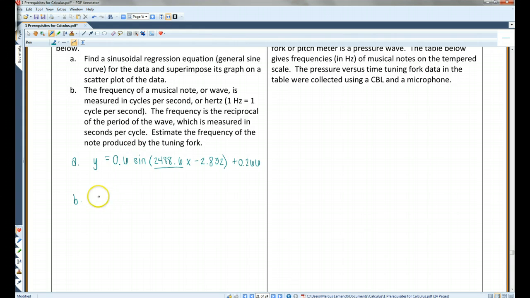It's sine, so you're going to have 2 pi divided by 2488.6. Okay, so this is the period, which means the frequency would be the reciprocal of it. Okay, so if you plug this into a calculator, you would get approximately 396 hertz.